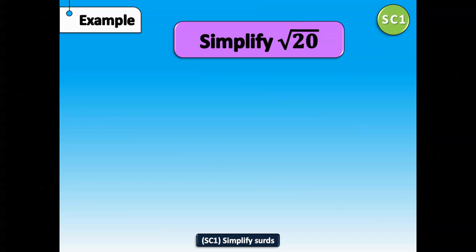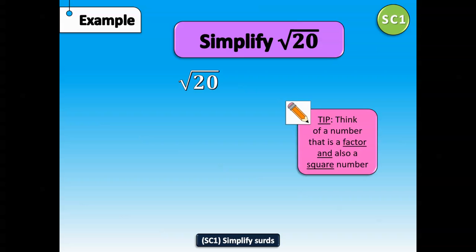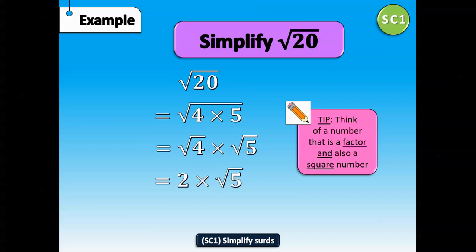So we want to simplify root 20. We need to think about what square number goes into 20, and we want the biggest square number that goes into 20. Now 4 is the biggest square number that will go into 20. So we can write root 20 as root 4 times 5. The square root of 4 is 2. So we can simplify root 20 to 2 root 5.